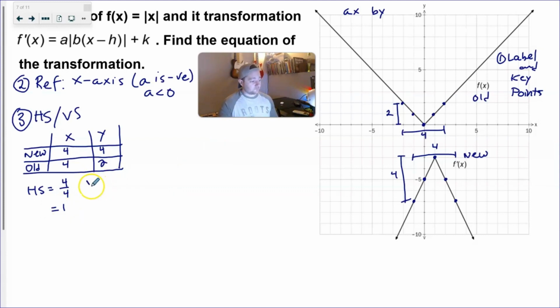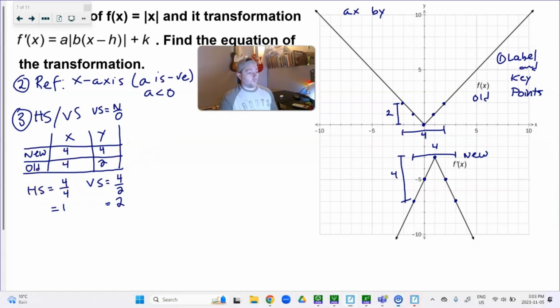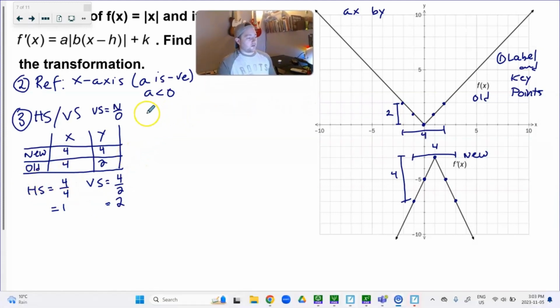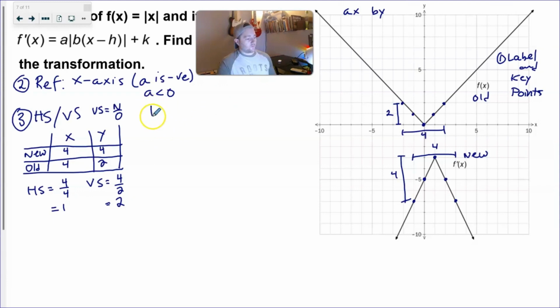The VS is equal to 4/2, so new over old, and then we divide them. I should have mentioned that we use the formula for our stretches. VS is new over old, and same thing for HS. HS is also new over old. That's why I like the table. You just literally divide them. You could make a third column on this table if you wanted to and call it the stretches. It really doesn't matter.